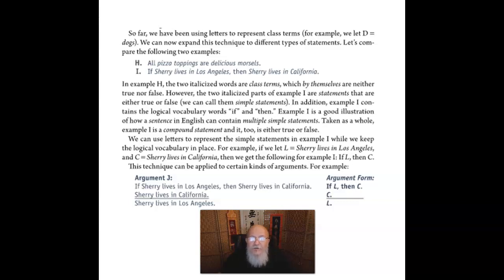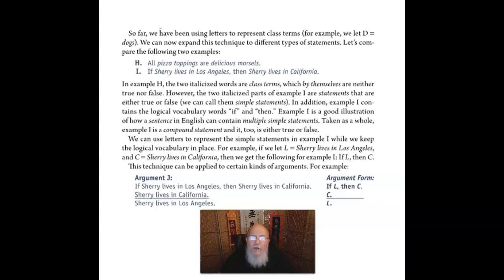In example H, the two italicized words are called class terms. Concepts, right? Like we talked about in my first lectures, which by themselves are neither true nor false. However, the two italicized parts of example I are statements that are either true or false, and we can call them simple statements. In addition, example I contains the logical vocabulary words if and then. Example I is a good illustration of how a sentence in English can contain multiple simple statements.